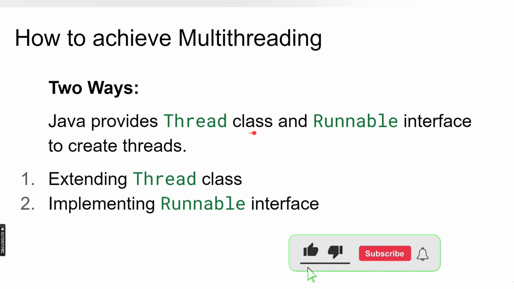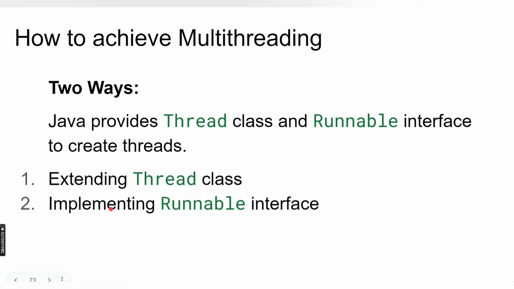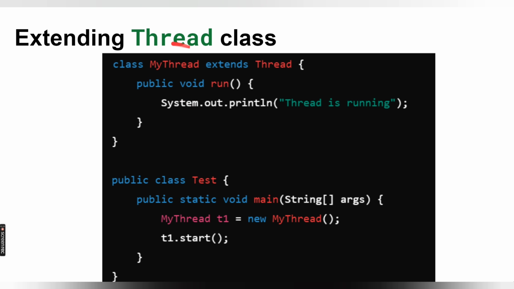So if you want to make use of a class, then you need to extend the Thread class. And if you want to make use of an interface, then in that case, you need to implement the Runnable interface. So these are the two ways to achieve multithreading. Let's see how to make use of these two ways. So first we will see extending the Thread class.